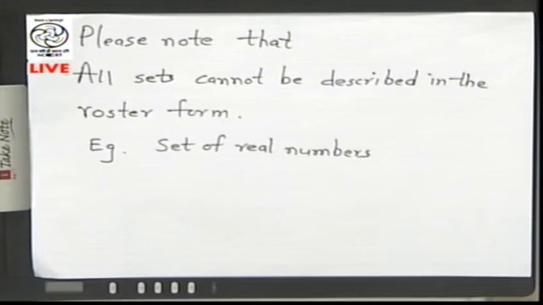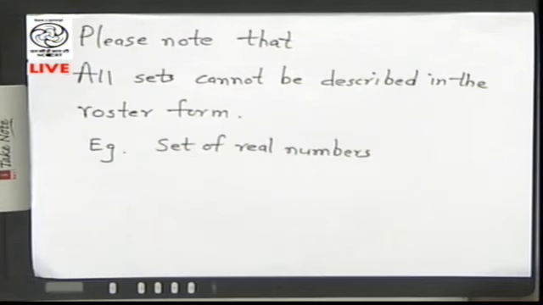The next thing to note about sets is that not all sets can be described in the roster form. For example, the set of real numbers. That particular set is so dense, there are so many elements in it. Between any two real numbers there would be an infinite number of real numbers.